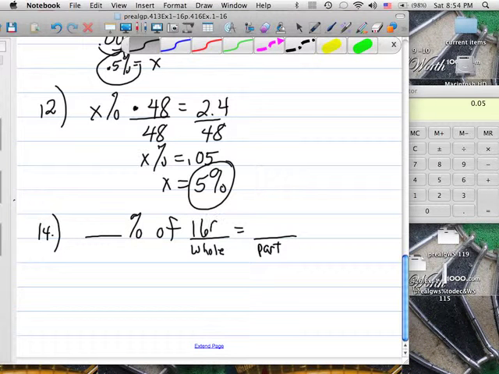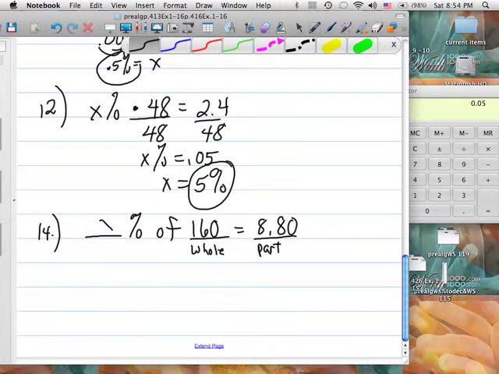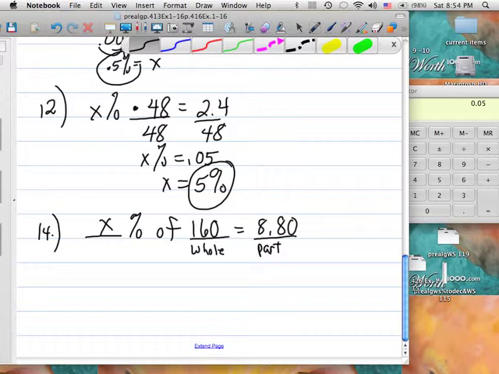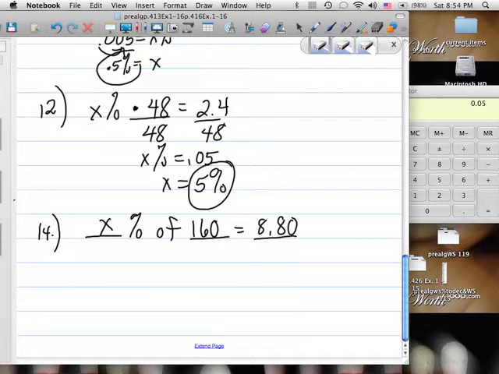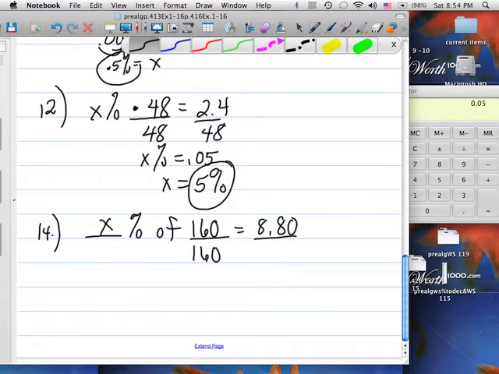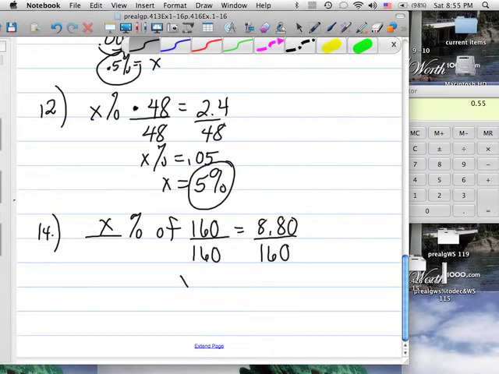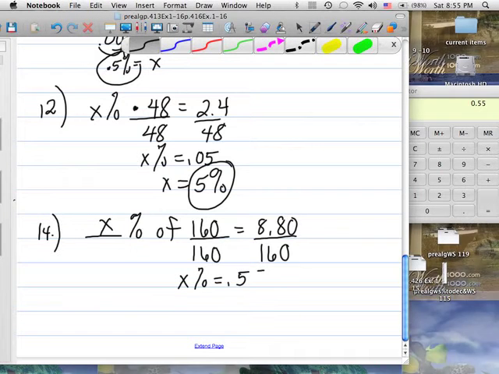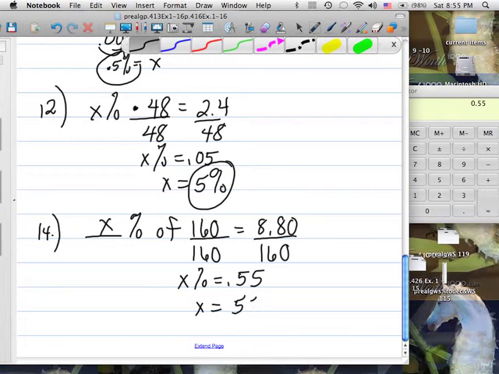That's the whole amount. The sales tax she paid was $8.80. That's the part. What was the sales tax rate? What percent was the sales tax? So we're looking for the percent. We're going to divide both sides by 160 so we can see what the sales tax rate is. So 8.8 divided by 160, and we get 0.55. So x percent equals 0.55. So the percent must be, move it 2 to the right, 55%.